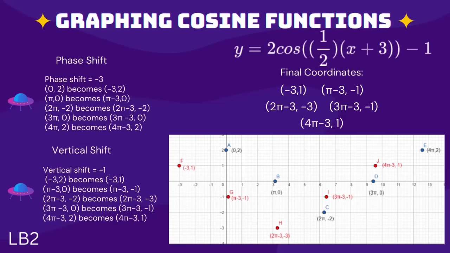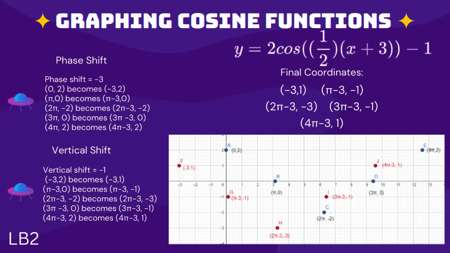Next, the vertical shift shifts the graph vertically, so now we add it to our y values. The vertical shift is equal to -1, so (-3, 2) becomes (-3, 1), (pi minus 3, 0) becomes (pi minus 3, -1), (2 pi minus 3, -2) becomes (2 pi minus 3, -3), (3 pi minus 3, 0) becomes (3 pi minus 3, -1), and (4 pi minus 3, 2) becomes (4 pi minus 3, 1). So our final set of coordinates are (-3, 1), (pi minus 3, -1), (2 pi minus 3, -3), (3 pi minus 3, -1), and (4 pi minus 3, 1).